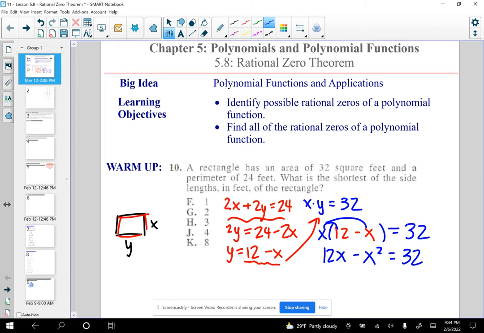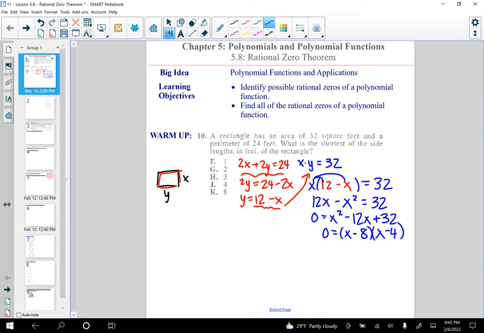A degree 2 polynomial equation. So I would try to factor and solve this. I'm going to set it equal to 0. So I'd add over that x squared and subtract over that 12x. Then I have that 32. This one's a nice quick one to factor. Two numbers that multiply to positive 32 and add to negative 12 would be negative 8, negative 4. So this would give us solutions of 8 and 4.